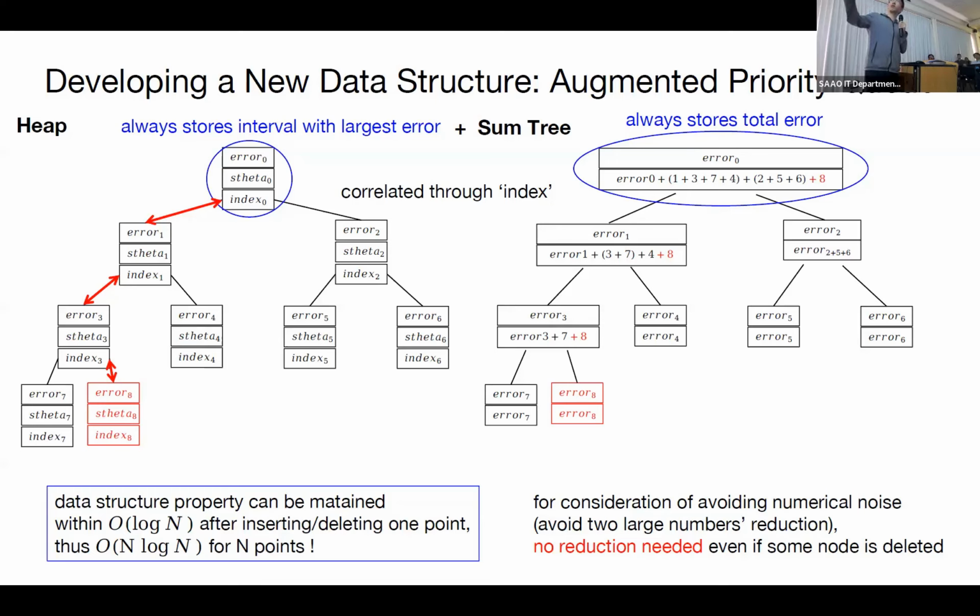I want to note that the right part seems complicated, but it's for the consideration of avoiding numerical noise, especially avoiding the subtraction of two large numbers. You know, subtracting two large numbers can cause the accuracy to degrade a lot. With the help of the right part, even if some nodes are deleted, there is no subtraction performed.